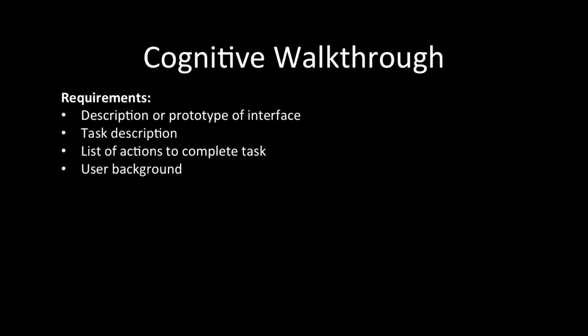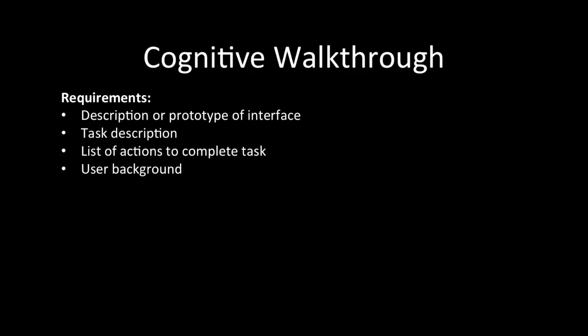First, let's talk about the cognitive walkthrough. This is something that you can do with an interface or a prototype of an interface. You come up with a description of tasks. You come up with a list of actions that the user has to go through to complete that task, and you develop an idea of a user's background.